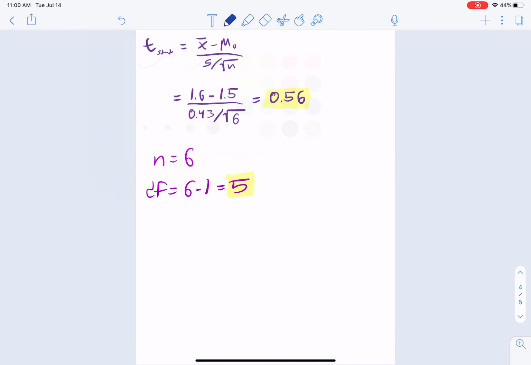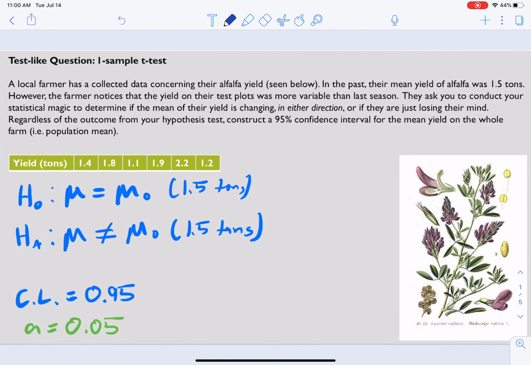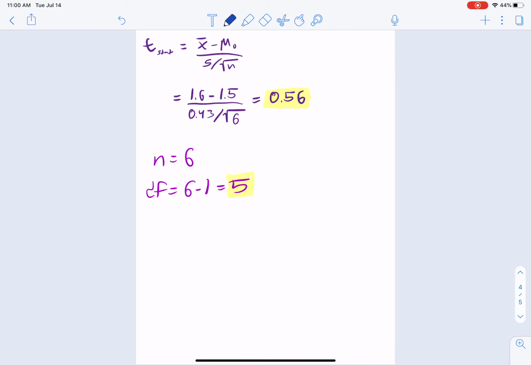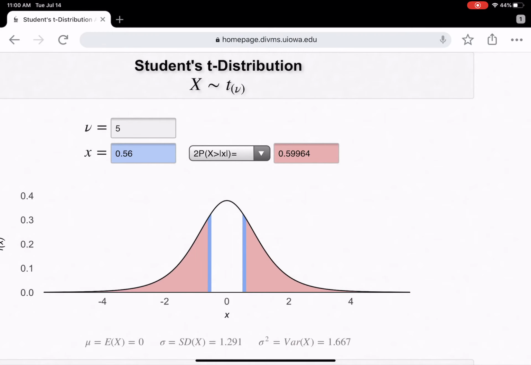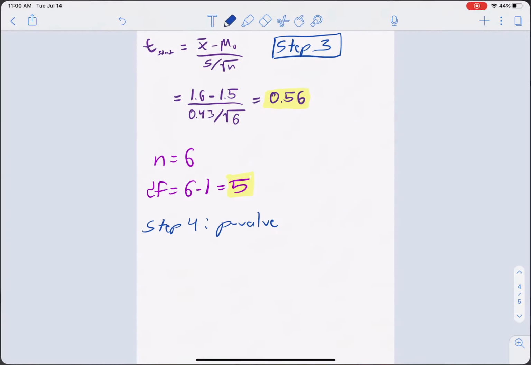So let me actually label this. So this is, let me recall here, this is step 2 in that process. This is step 3. Cool. Step 4, find the p-value. Well, our p-value will go back. So based on our test statistic of 0.56 with 5 degrees of freedom, we're doing that two-tailed, right? Doing that two-tailed because we don't care about the direction. We're just wanting to know whether or not it's different. Our p-value is 0.59.